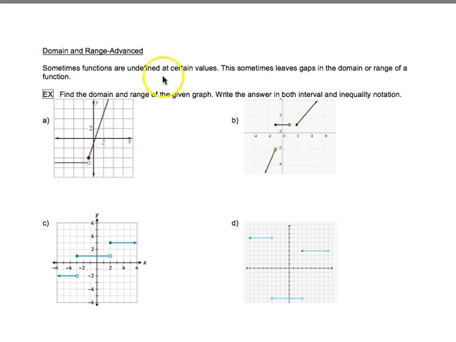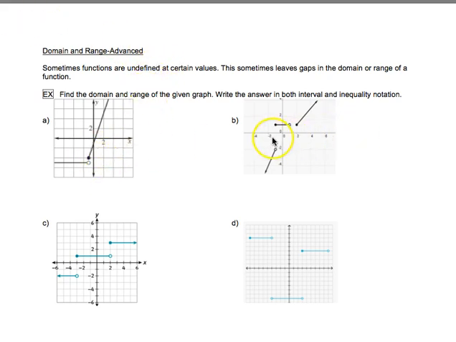All right, so this is for some advanced domain and range identification. Sometimes when we have functions, especially piecewise functions, we have gaps in our domain or our range. And so the way that we write the domain and range looks kind of a little funky when this happens. And those of you who plan to continue far on with your math career, you'll do a lot more with this when you get to calculus because when you have these kind of gaps, we have what's called discontinuity.